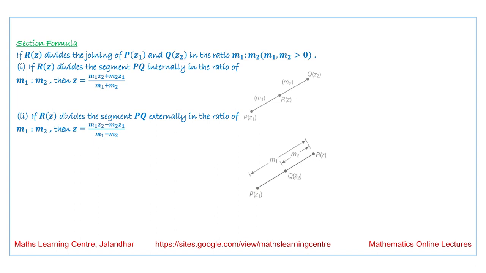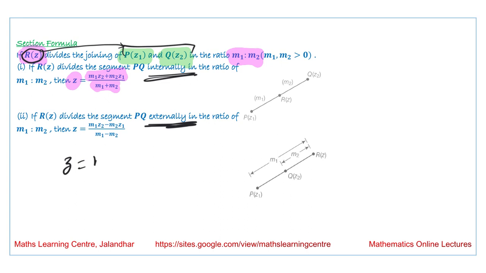Suppose we have the point P corresponding to z1 and Q corresponding to z2, and we have another point R on the line joining P and Q, dividing the line PQ in the ratio m is to n. Then the coordinates of this point z are given by (m1 z2 plus m2 z1) divided by (m1 plus m2), if this point R is dividing this line PQ internally. If it is dividing externally, then the formula for z is (m1 z2 minus m2 z1) divided by (m1 minus m2).